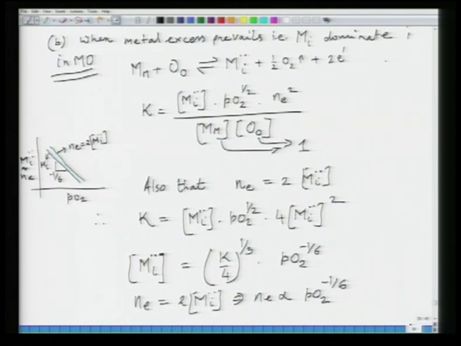Then we did a similar analysis for conditions when metal excess prevails, for an oxygen deficient solid. In such a condition, the metal interstitials Mi dominate, and again you can write the equation for K. You can see that Ne and Mi are both proportional to P to the power minus 1 by 6, and again you can plot the charge concentration, the defect concentration, as a function of the partial pressure of oxygen. So we were here now.